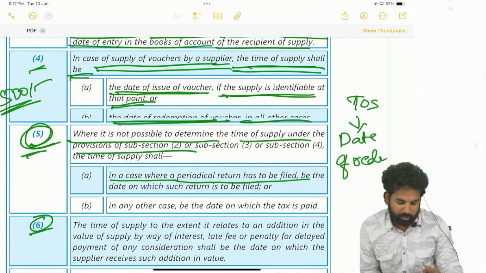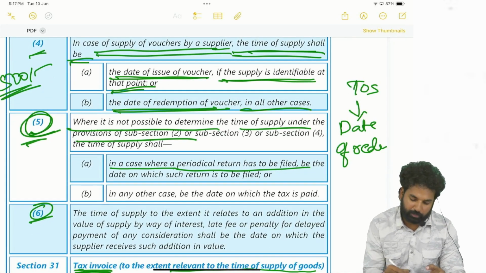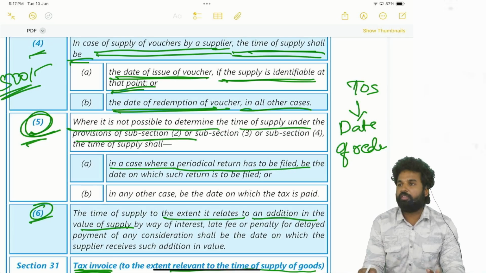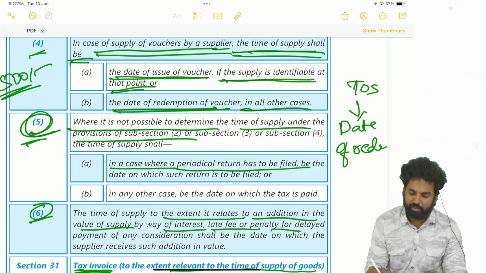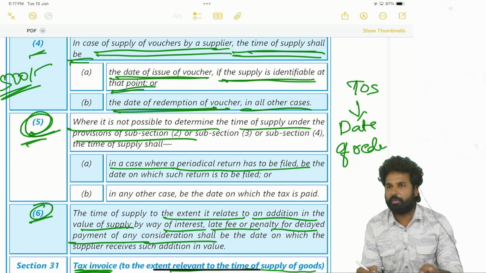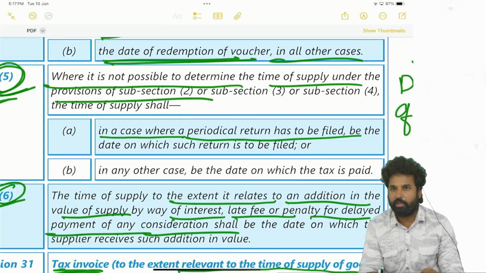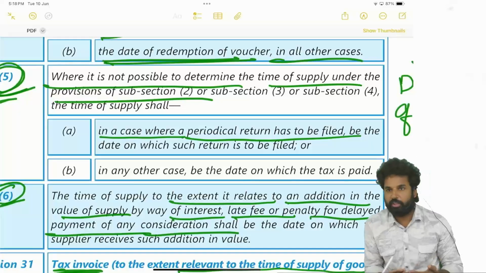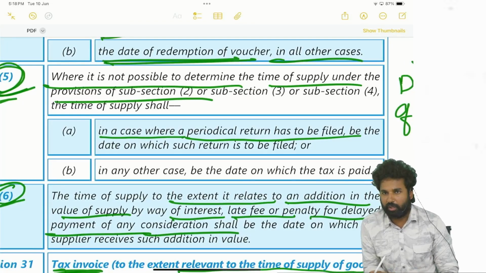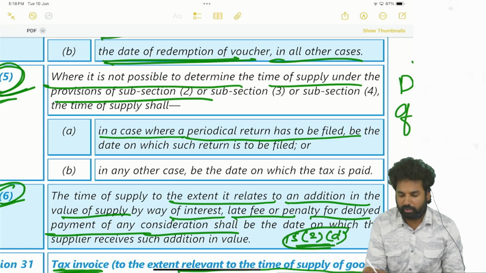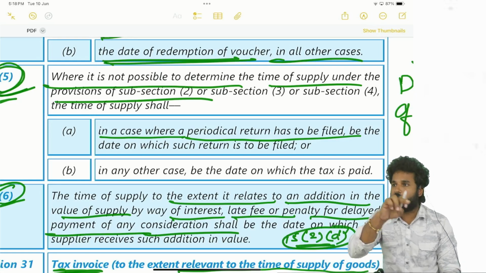Right. Now, time of supply, to the extent it relates to an addition in the value of the supply by way of interest, late fees, penalty, or delayed payment of any consideration. This we have seen in value of supply. Interest, late fees and penalty we have seen as per section 15, 2D. There we add that interest to the value.